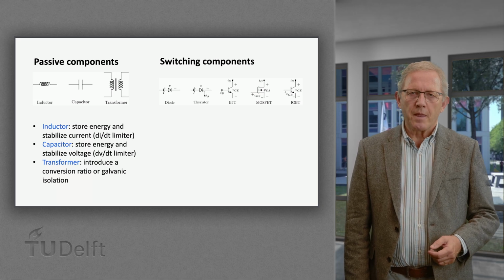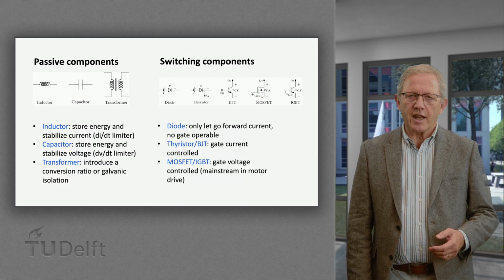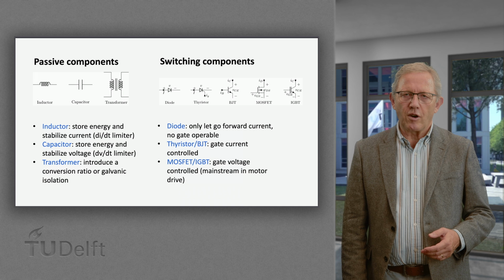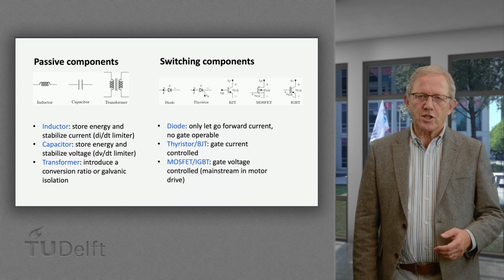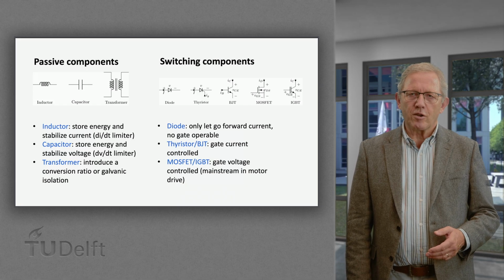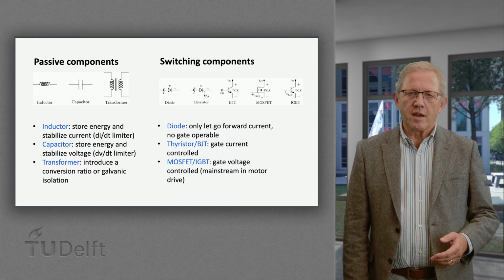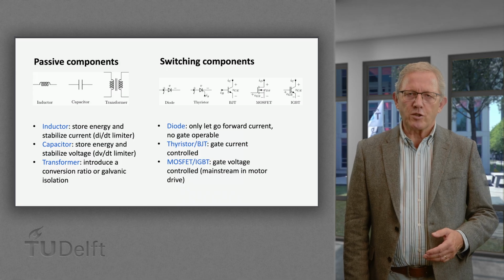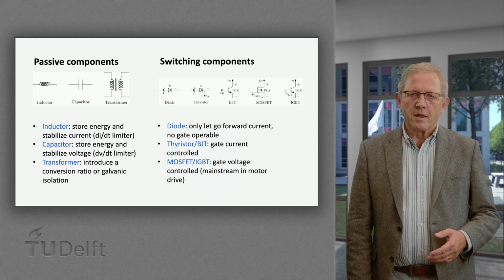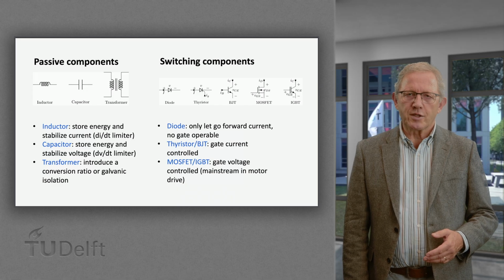As an example, the diode only forwards the current while blocking the reverse current, and there is no way to turn it on or off actively. Bipolar junction transistor, on the other side, can be turned on and off by controlling the current into the base, and therefore it's called a current control device. The MOSFET and IGBT can be turned on and off by the gate voltage, so they are gate voltage control devices. They are also mainstream power electronic semiconductor devices in modern motor drives.